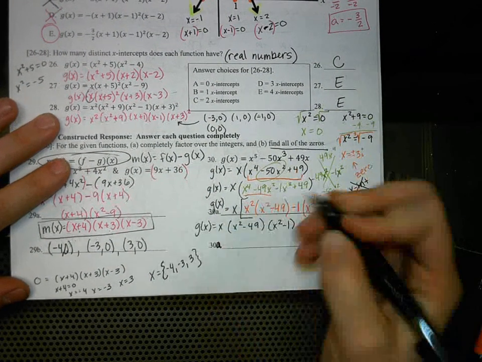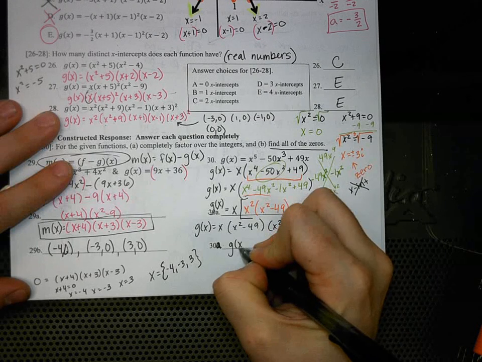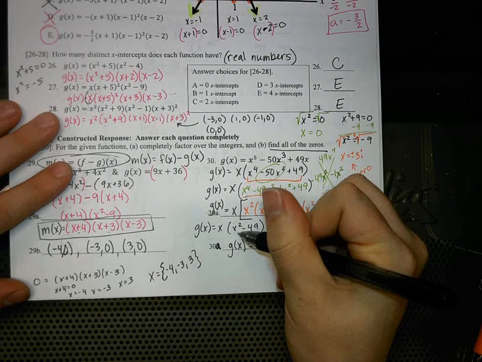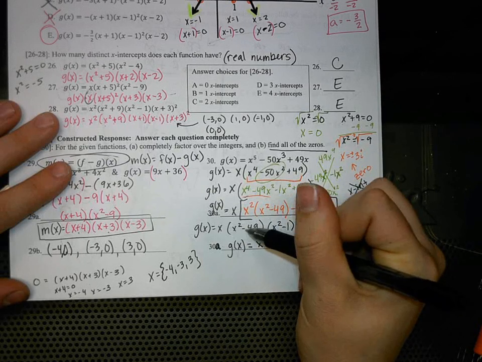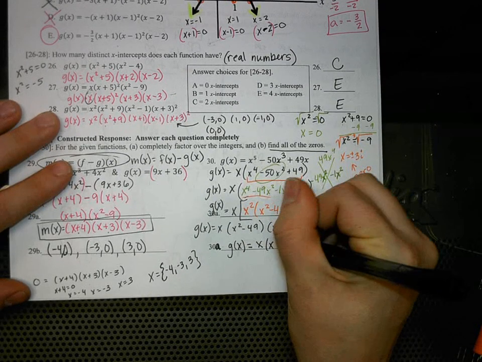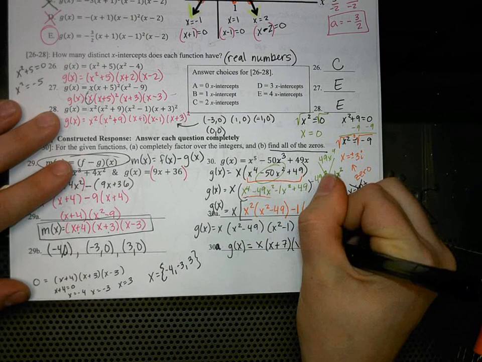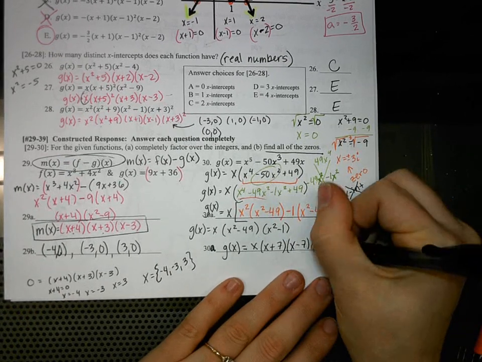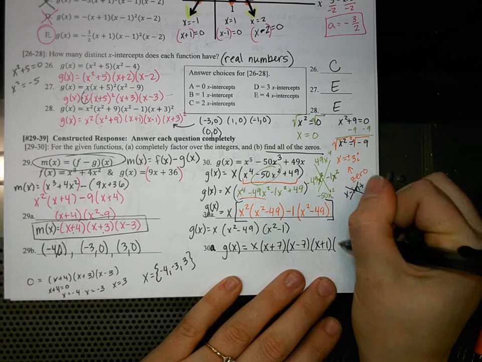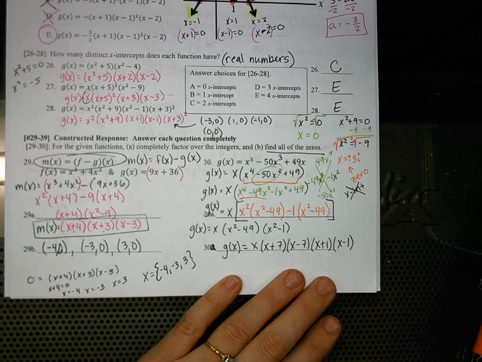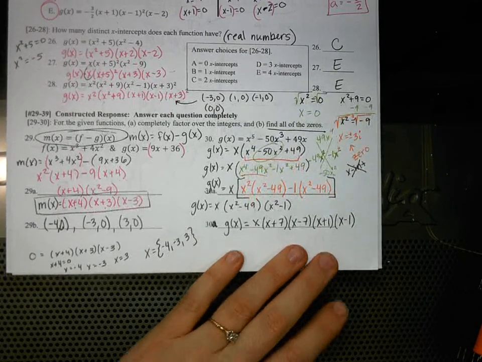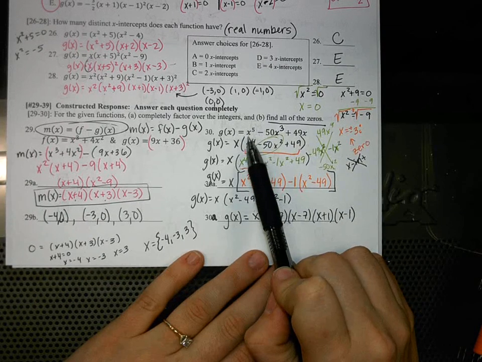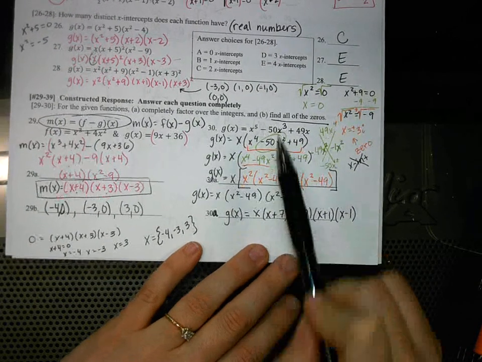My answer would be g of x equals x times, well, x squared minus 49 is a difference of squares, so it factors to x plus 7 times x minus 7. And x squared minus 1 is a difference of squares, so it factors to x plus 1 times x minus 1. That's a lot of factors. 5 factors for this problem, which is good because I have x to the 5th power, so we want to make sure our degree stays the same.